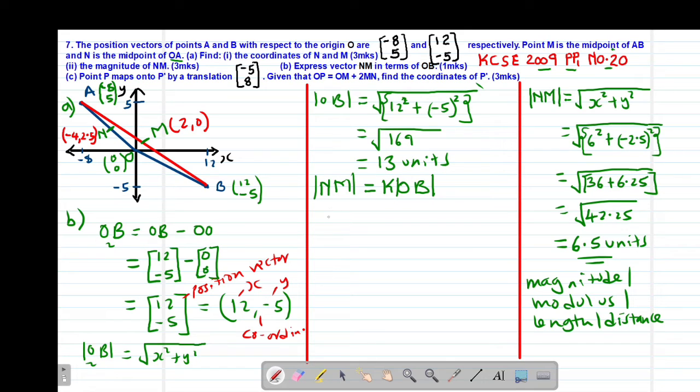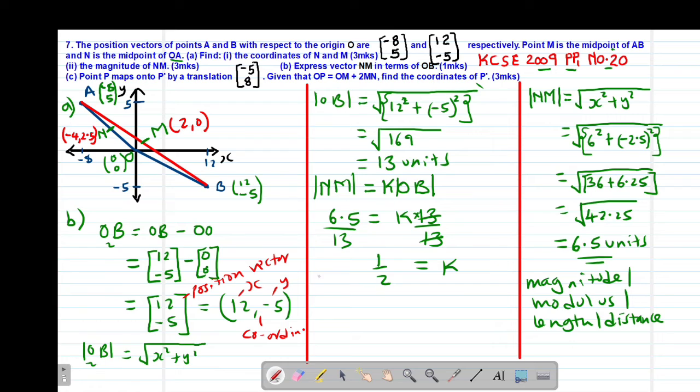So the magnitude of NM is 6.5 units, which should be equal to K times the magnitude of OB, which we had found as 13 units. Therefore, if I want to find the value of K, I divide through by 13. K will be equal to 6.5 divided by 13, which gives a half. So my value of K is a half.